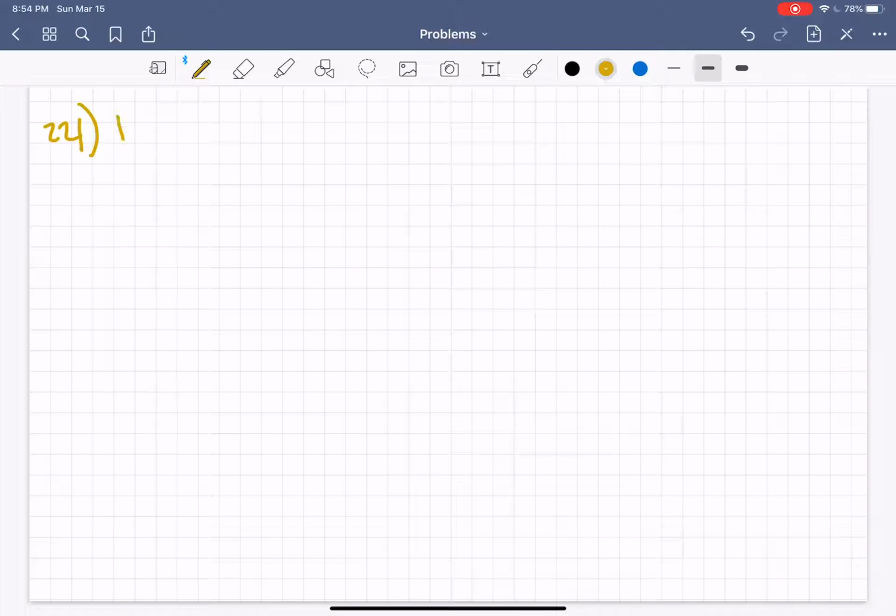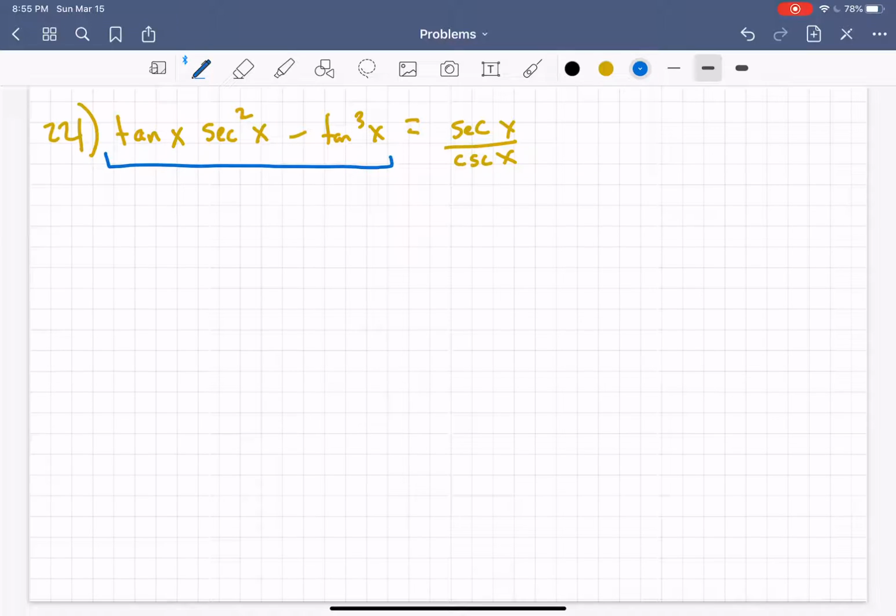All right. We have tangent of x times secant squared x minus tangent cubed x equals secant x over cosecant x. Again, we're not trying to say one side is the most simplified. We're trying to say which one is more complex and which one do we start with. Again, I think the book usually puts us on the left, so this is the one.